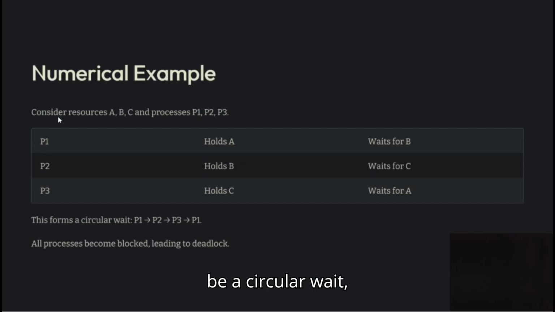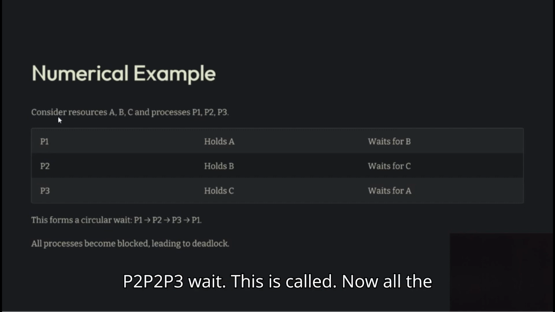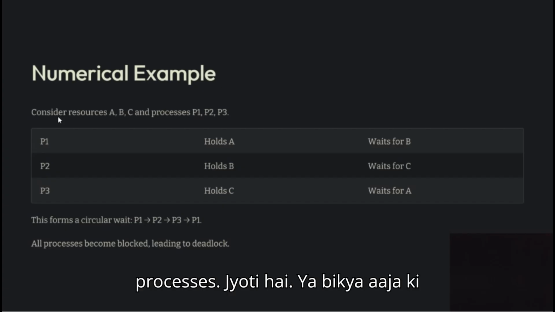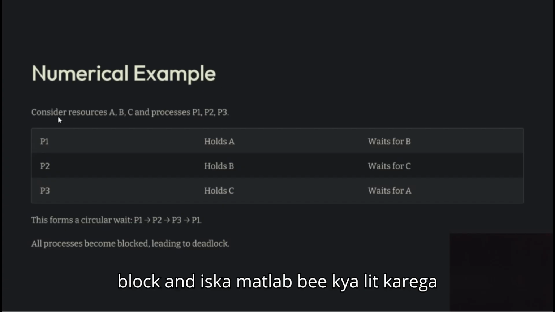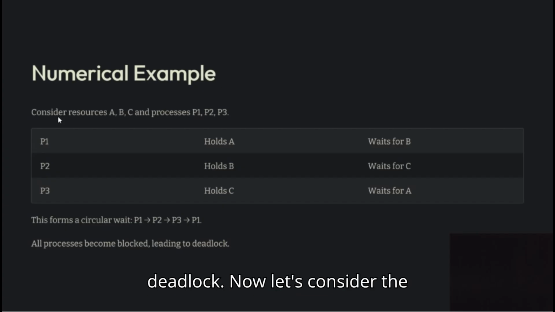There is going to be a circular wait, right? For example, P1 to P2, P2 to P3, this is called a circular wait. Now all the processes here will what? They will be blocked. And this will lead to what? Deadlock. Now let's consider which conditions are happening.